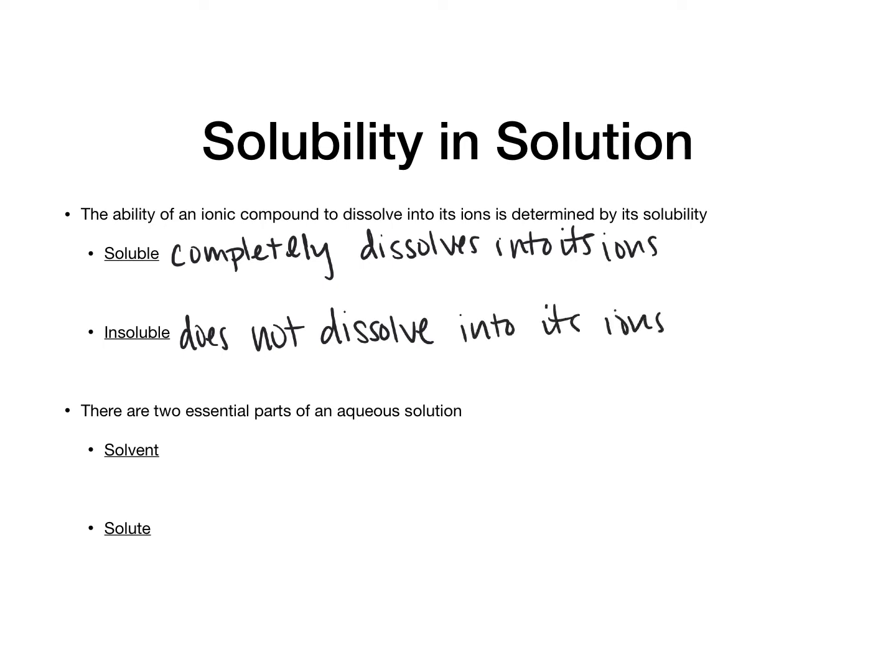So it's not just that it does not dissolve into its ions, it becomes a solid. So in another video in this series, we are going to talk about what it means to be insoluble and how we can use that information. So if we have something that can dissolve into its ions and something that can't, we want to be able to think about what that solution means. So when we think about this, there are two essential parts of an aqueous solution, the solvent and the solute. The solvent is the substance that does the dissolving.